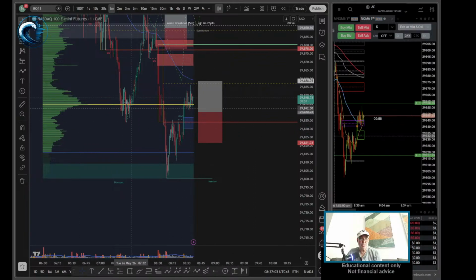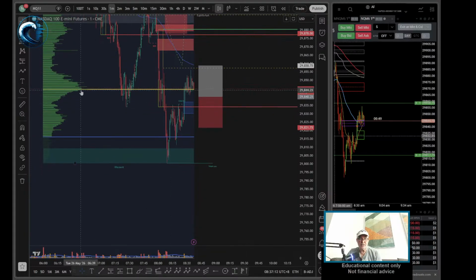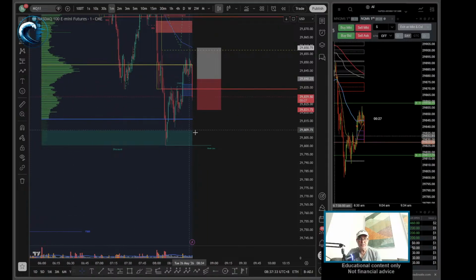Alright, so we're just going to build a bit of value around the POC, the current session POC, which again, I don't care about really at the moment. It's still developing, but the longer it builds... there we go, so we have gone through there. Oh, we've got a bit of work to get through here still.